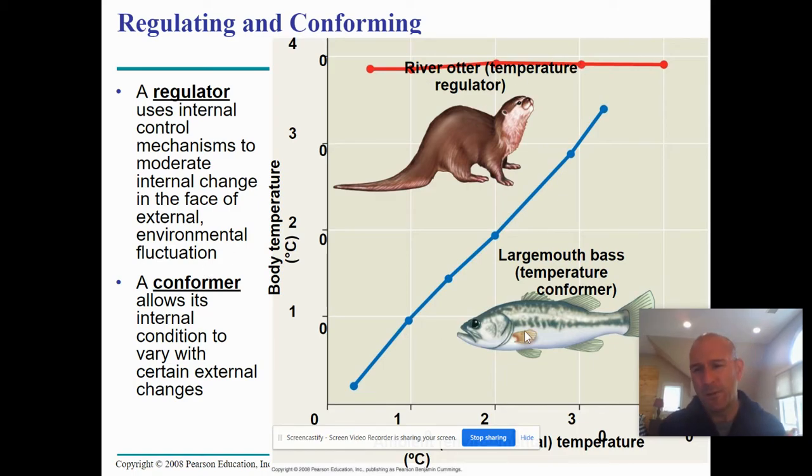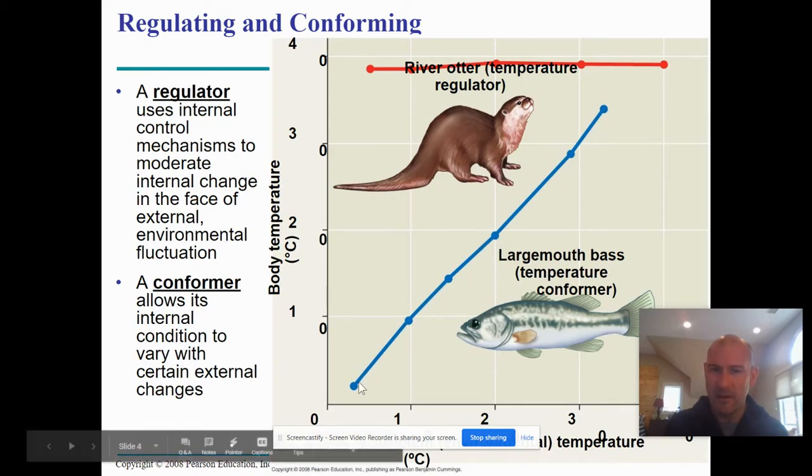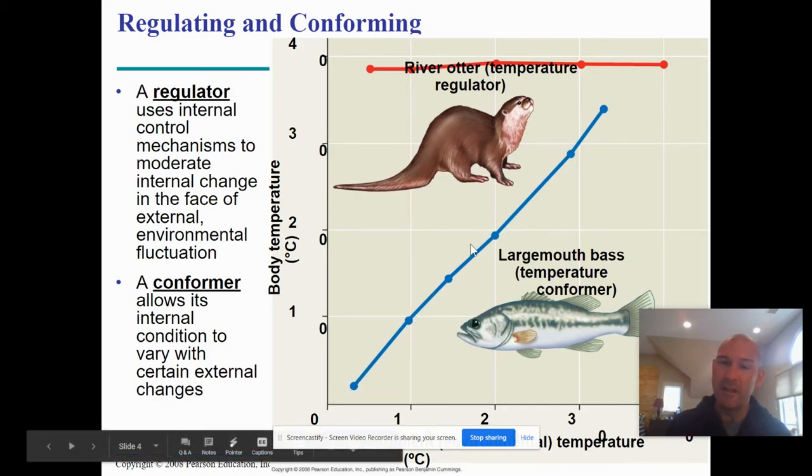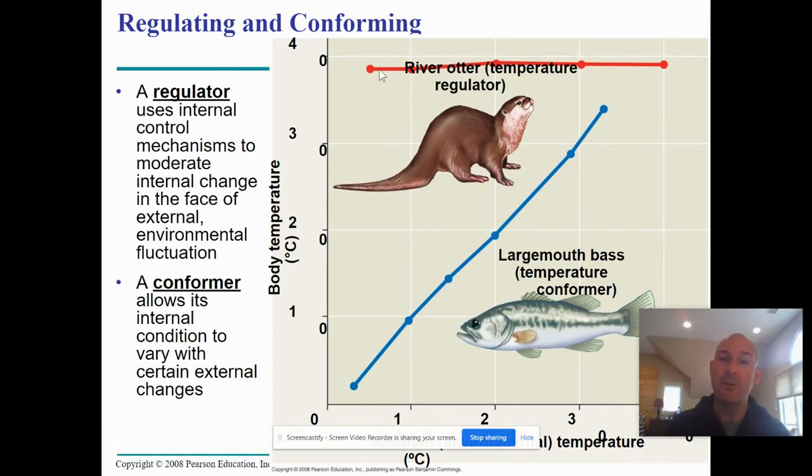Here's our conformer, right? Fish are good examples of this, where their body temperature is just going to mirror whatever the temperature of their environment is. And here it's going to be a little bit different, right? As the temperature starts to decrease in their environment, what's going to happen to their metabolic activity? Well, just like anything else, if I decrease temperature, chemical reactions, everything slows down. So you're going to get a decrease in metabolic activity in a conformer, compared to an increase in metabolic activity with a regulator.